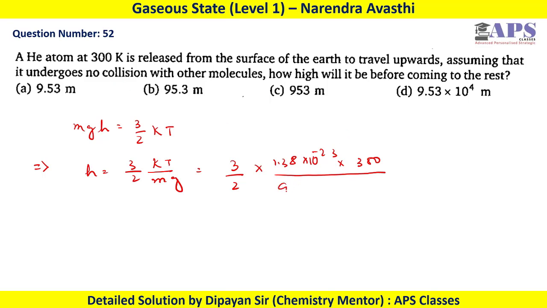So 4 divided by 6.023 into 10 to the power 23, that is, divided by Avogadro's number, will give you the mass of a single atom, multiplied by g, 9.81. So if you solve this, the height will become 9.53 into 10 to the power 4 meter. So option D will be the correct option.